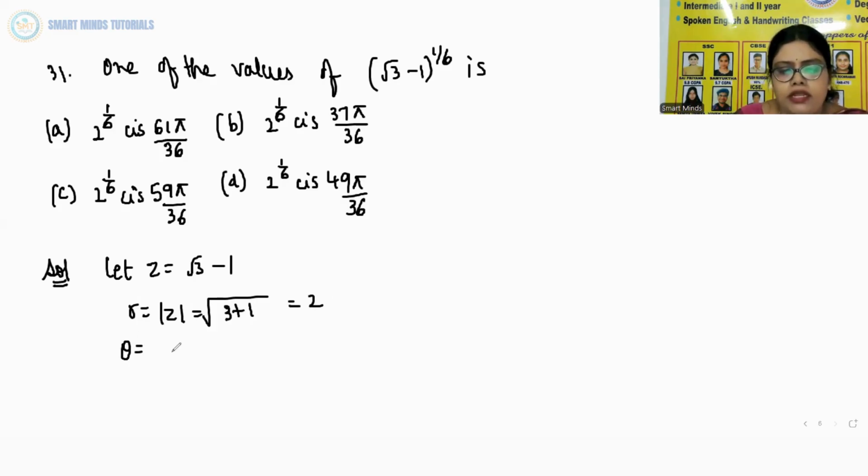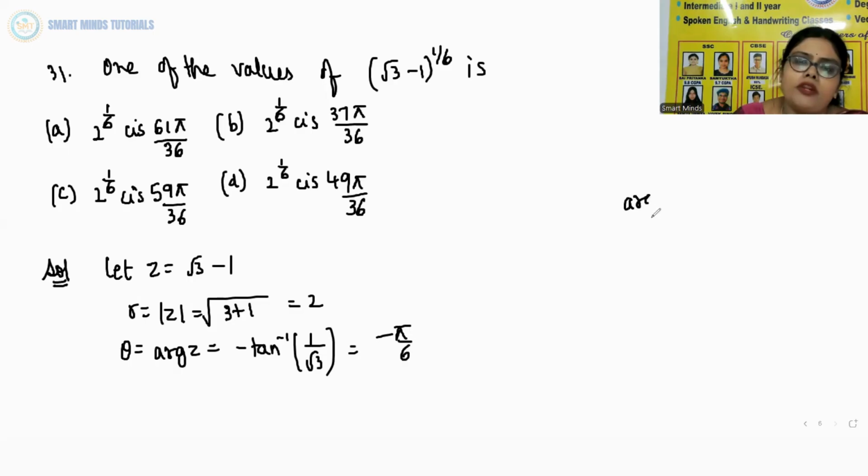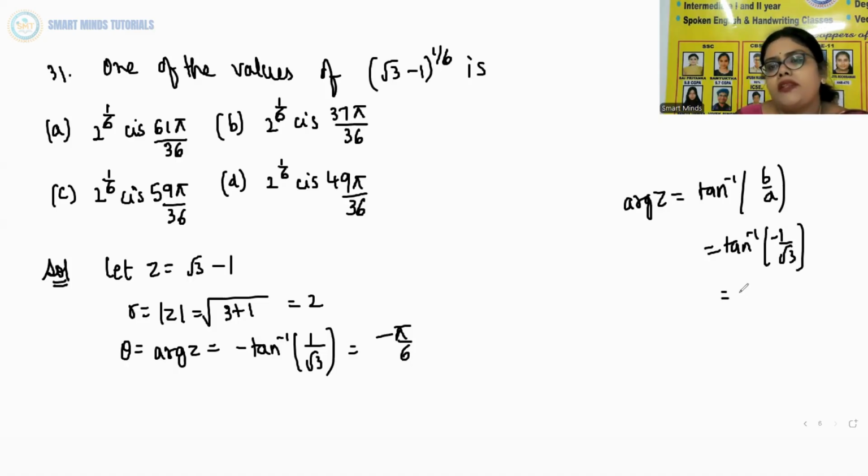Now how to find out theta? Theta is argument of z. Argument of z is minus tan inverse 1 by root 3, which is equal to minus pi by 6, because argument of z formula is tan inverse b by a. So b is minus 1 by root 3, no. So tan inverse of minus 1 by root 3 is minus tan inverse 1 by root 3. Understood. That is how we got minus tan inverse 1 by root 3.